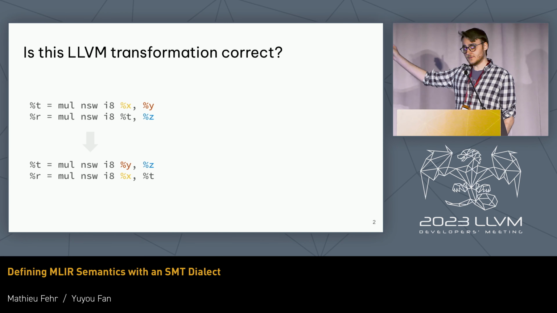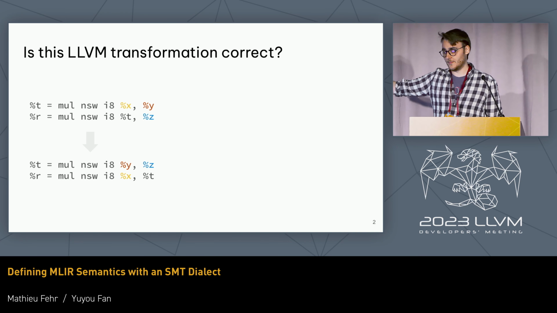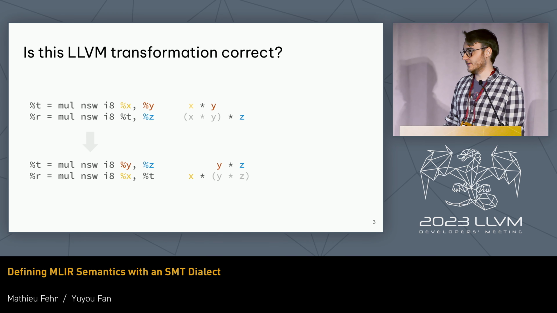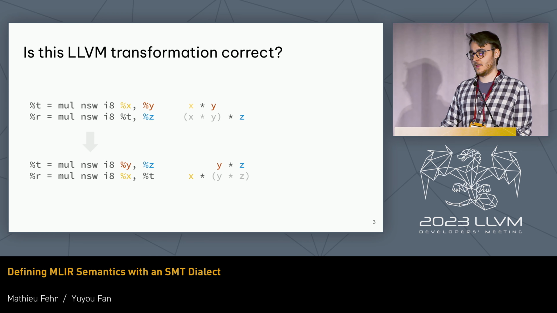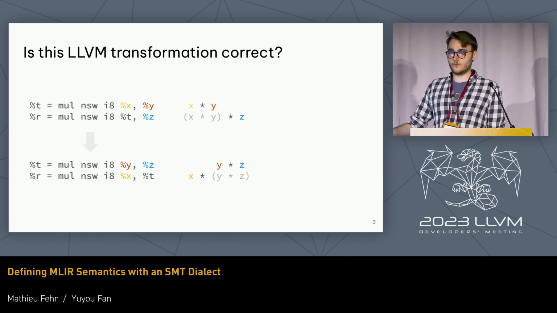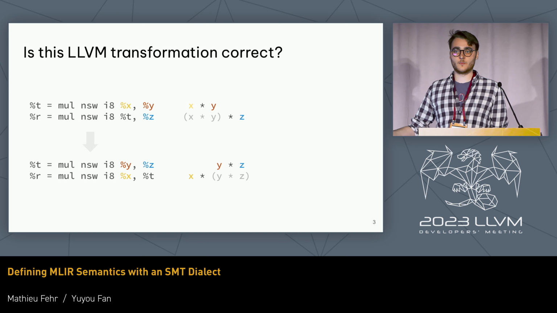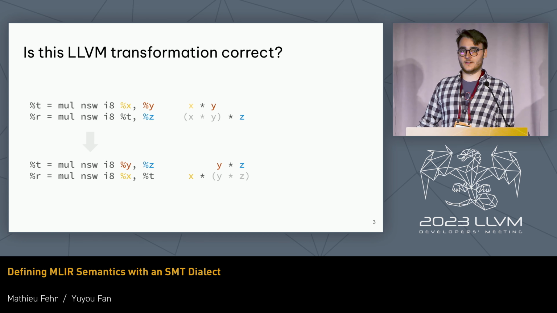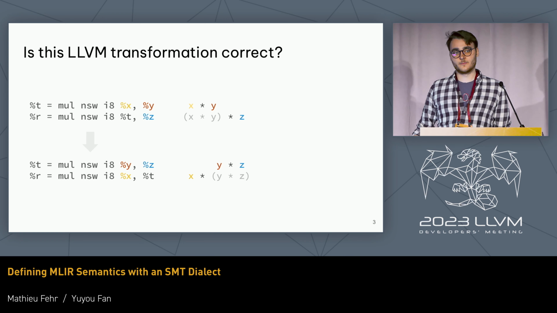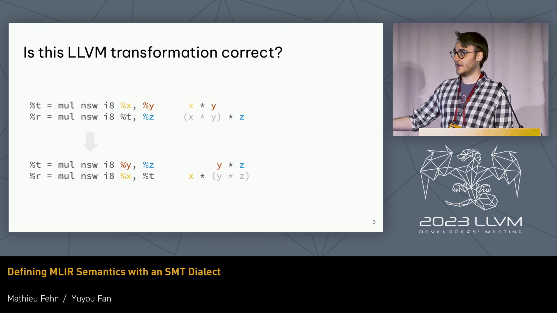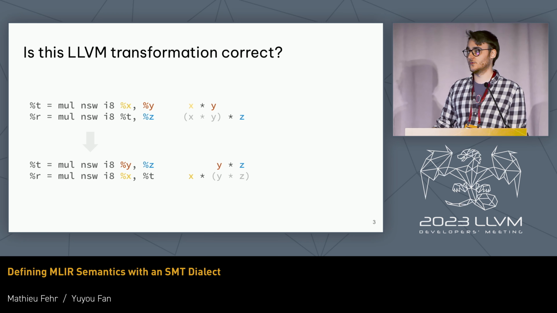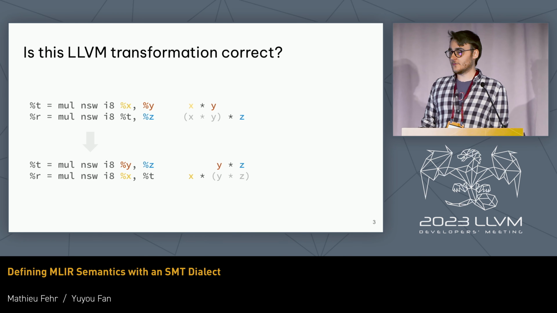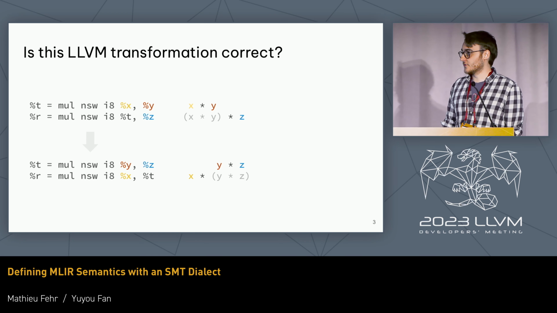We have a simple rewrite transformation in LLVM where we multiply x and y and then we multiply by z. And we want to transform it into multiplying y and z and then multiplying it by x. The small problem here is that we have the NSW flag, meaning that if we multiply and there is an overflow, the result gets transformed to what's called poison, which is undefined behavior. So the question you might want to ask is: is this transformation correct?